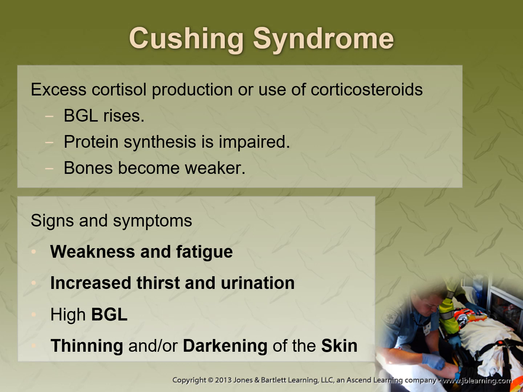Cushing's is the excess cortisol production, all right? So it could be then the overuse of corticosteroids. Here, the blood glucose is going to rise. Protein synthesis is impaired, and the bones can become weaker.